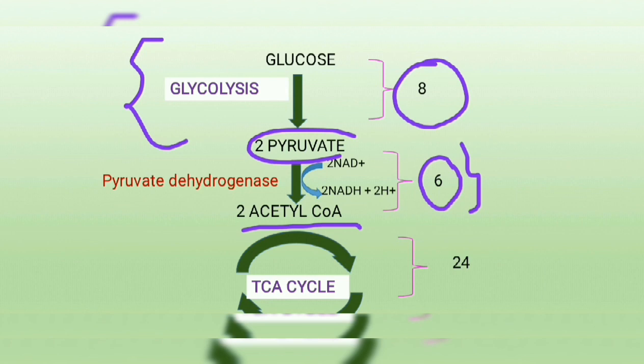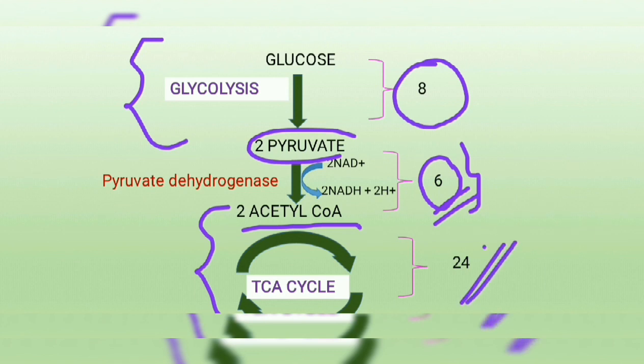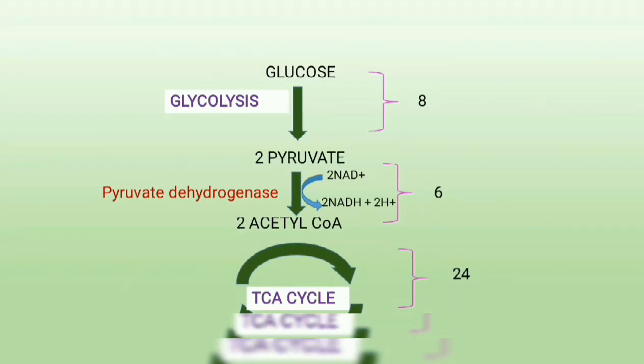That is the conversion of 2 NAD plus to 2 NADH. 1 NADH is equal to 3 molecules of ATP. Here we have 2 molecules of NADH, so we have 6 molecules of ATP. And finally, 2 molecules of acetyl coenzyme A into the TCA cycle produce 24 molecules of ATP. So overall, in the aerobic respiration, the complete conversion of glucose into carbon dioxide and water, we have 38 ATP molecules.